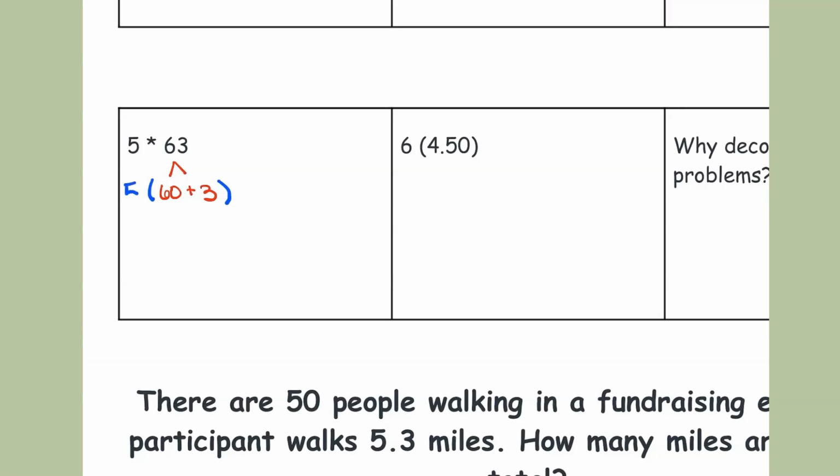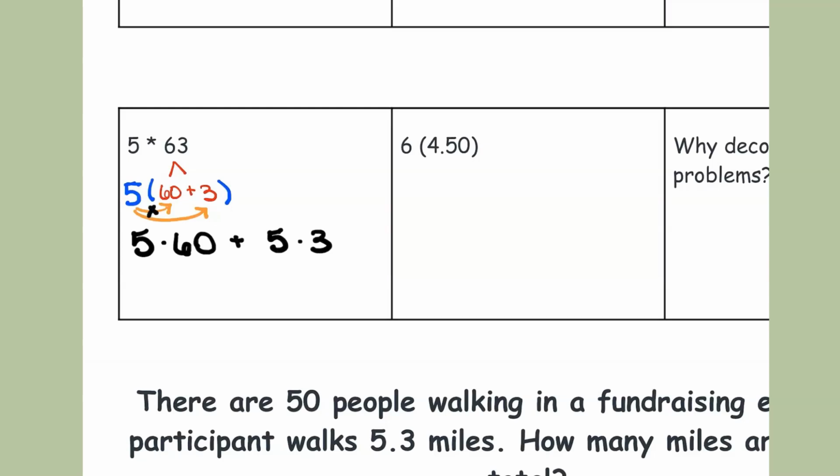So now that I put those in parentheses there, I remember to use the operation that I see, which is multiplication. And here I would have 5 times 60, and I like to show my multiplication with arrows, and then 5 times 3. So let's completely write that out to make sure that we understand. 5 times 60 plus 5 times 3.